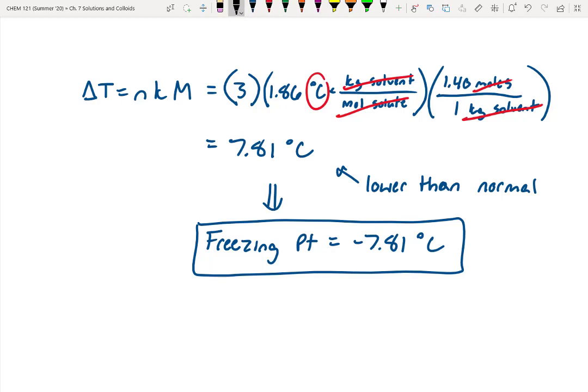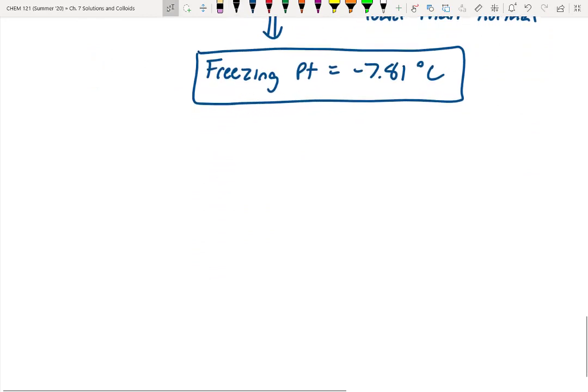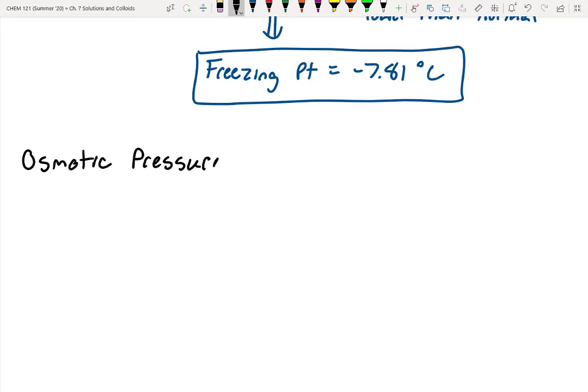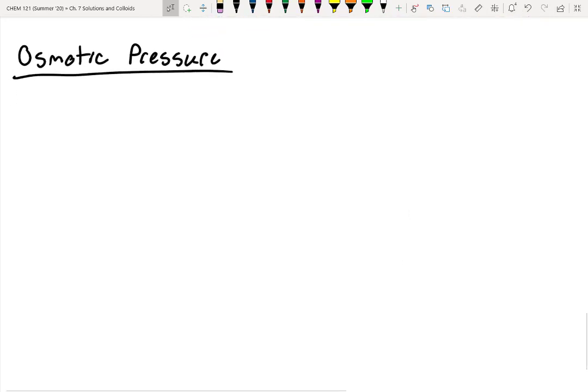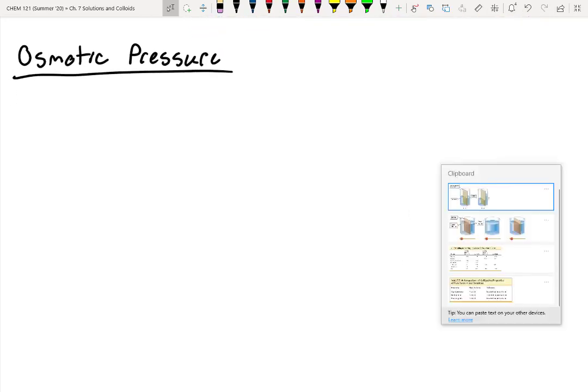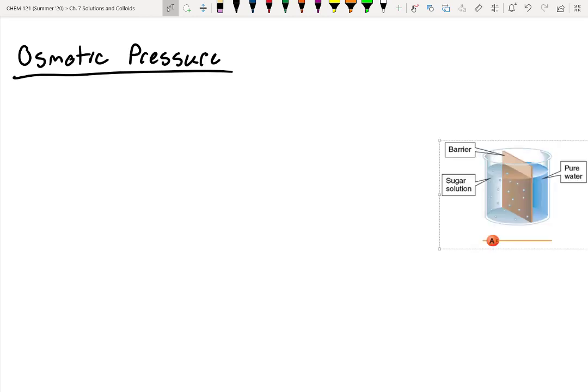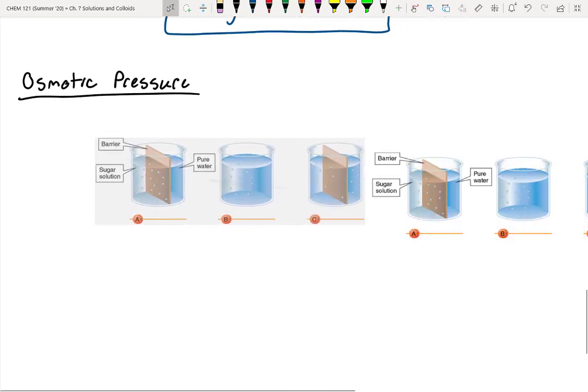All right, one last thing that's related to colligative properties, and this is osmotic pressure. And I think it's easiest to explain osmotic pressure through a series of different images here. So let me copy one over. And the first one's kind of a simple one.